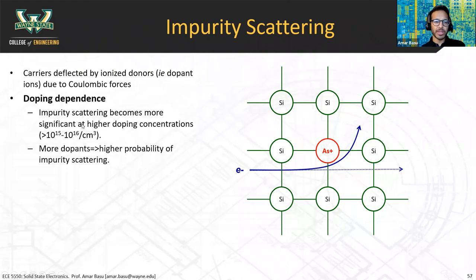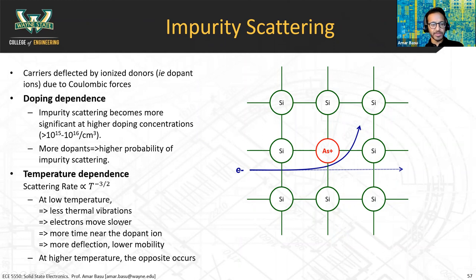So this obviously has a doping dependence. The more of these impurity dopant ions there are, the more this scattering effect is going to happen. So higher doping will reduce mobility. There's also a temperature dependence. You have to think about this a little bit more carefully, in terms of velocity. If the electron is moving slowly, there's going to be more time for the electron to interact with this dopant ion. The more time it has to interact, the more deflected the electron will get from its original path. At low temperatures, there's less thermal vibration, so the electrons naturally move slower, and so it spends more time near the dopant ion, more deflection, so lower mobility.